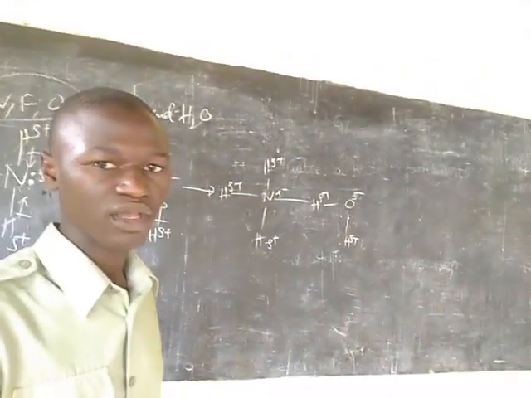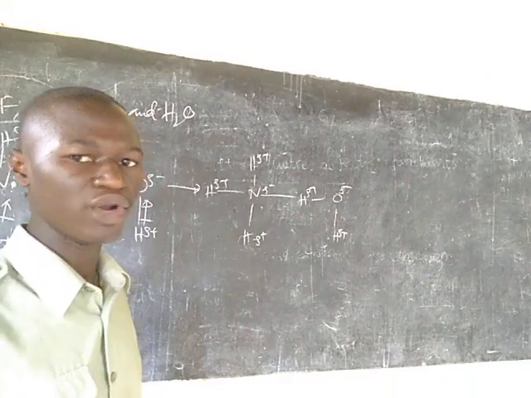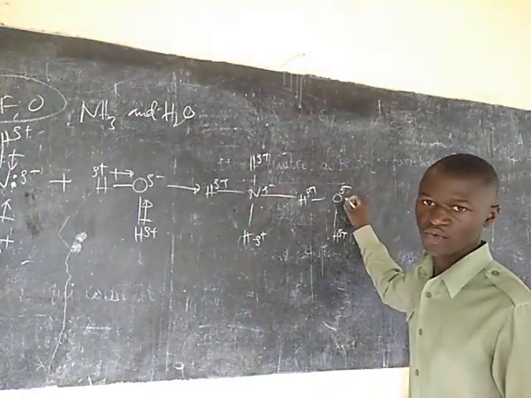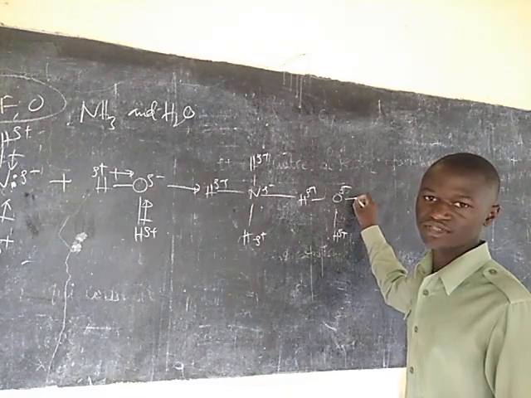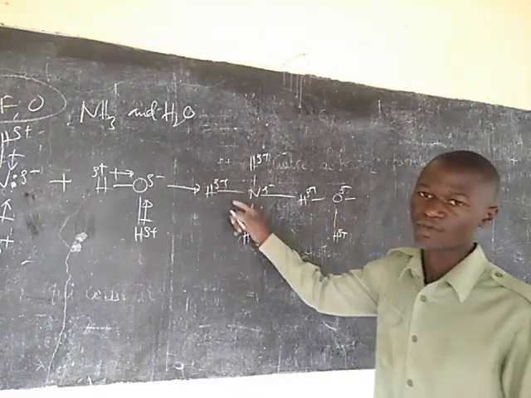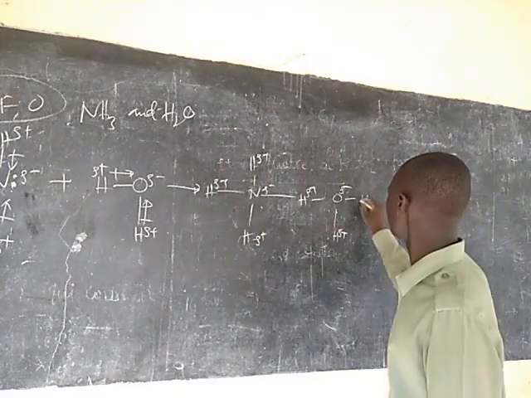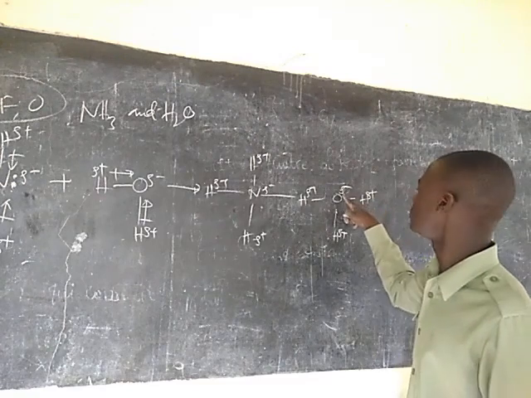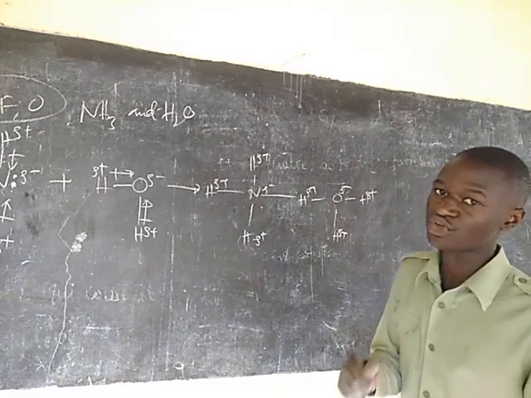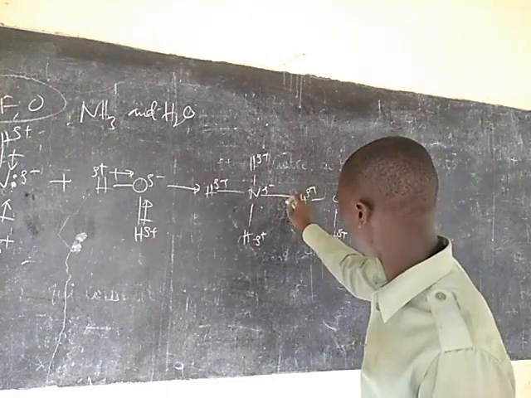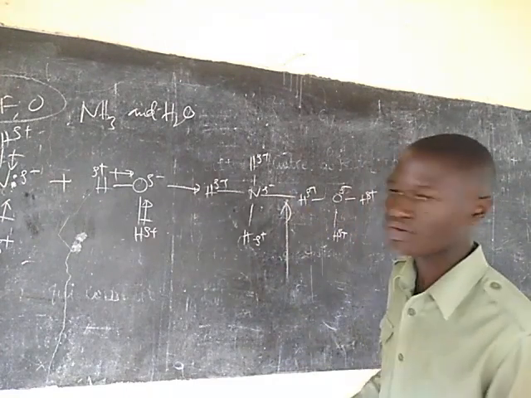And here, if another molecule of ammonia comes, what will happen is that this hydrogen from ammonia will join here, so it will be positive. This positive will interact with this negative. That's why I told you it is an interaction between hydrogen and a more electronegative atom. So here, this is our hydrogen bond.